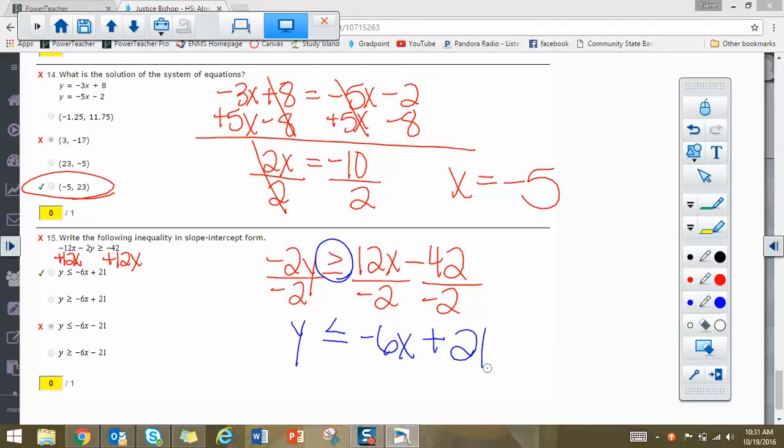So it looks like on yours you just forgot to flip the symbol. Remember to flip the symbol, but a negative 42 divided by a negative 2 is going to give you a positive 21.